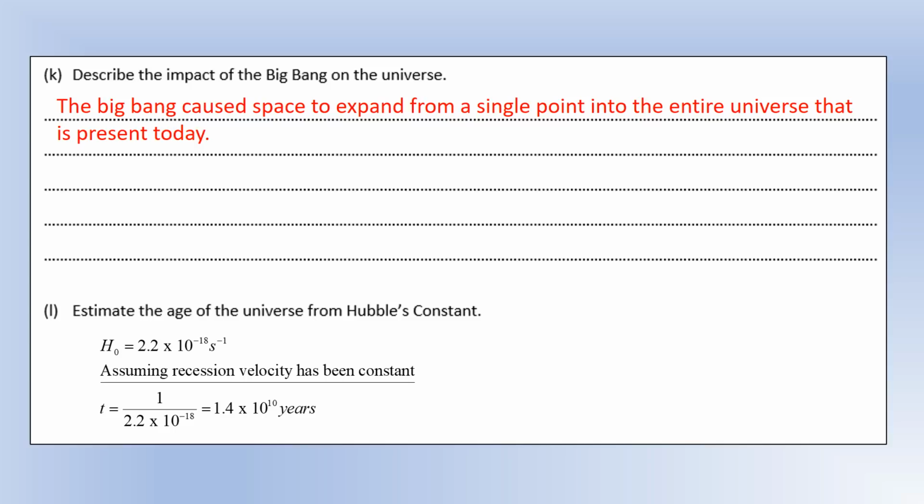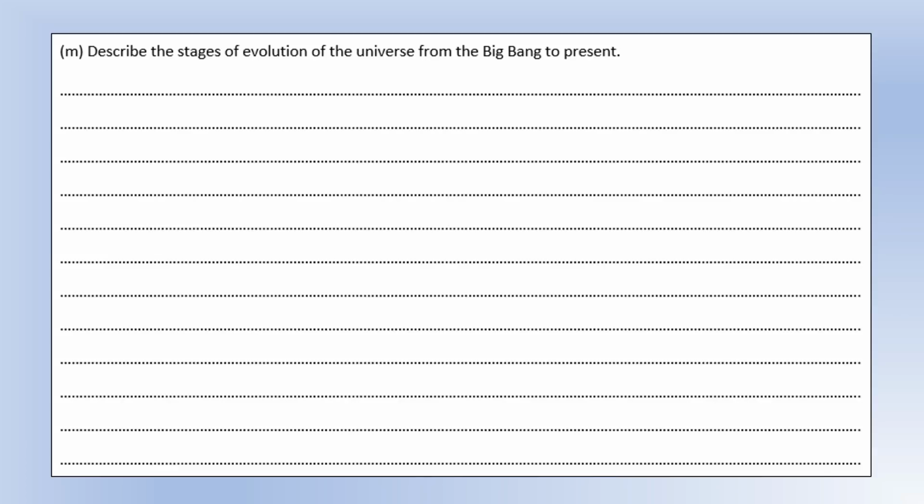So assuming that the recession velocity has been constant, which it hasn't, which is why it's an approximation, if we do 1 over Hubble's constant, that tells us the universe is roughly 14 billion years. We've come up with better methods to estimate it since this one, but it gives you a nice ballpark figure and it's not too far from the real value we hold now.